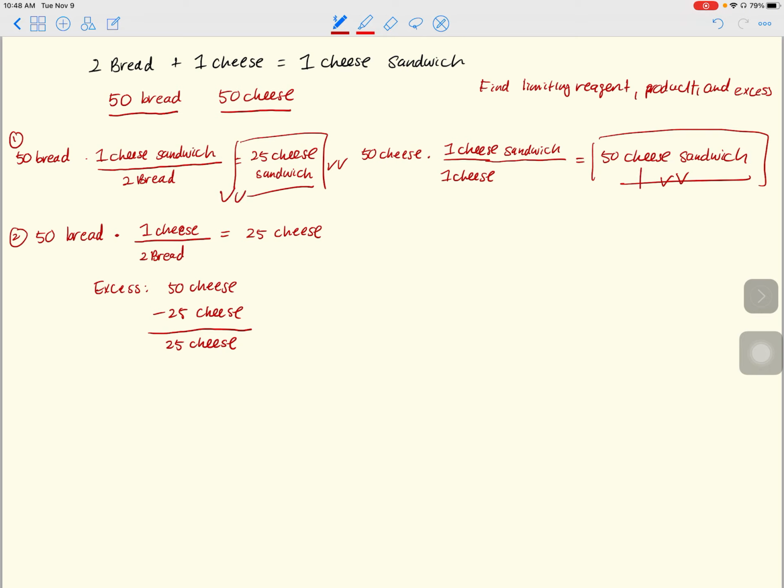And the reason why this doesn't make sense is if I want to make 50 cheese sandwiches, I need 100 bread, but I don't have 100 bread. And therefore, this is not the limited reagent.